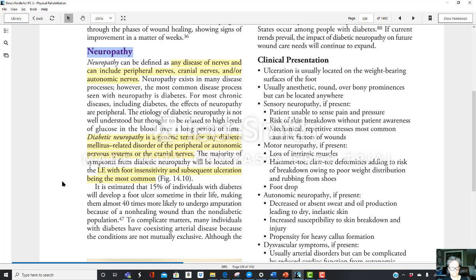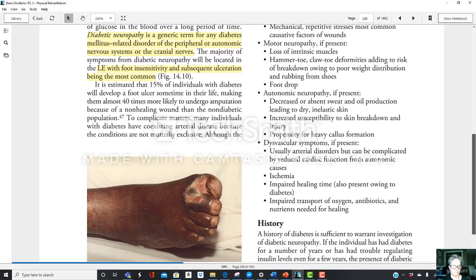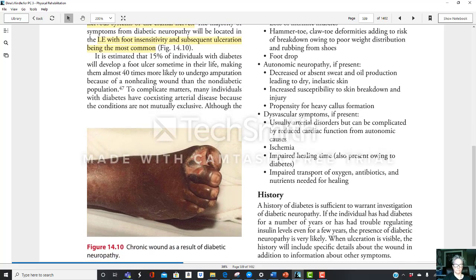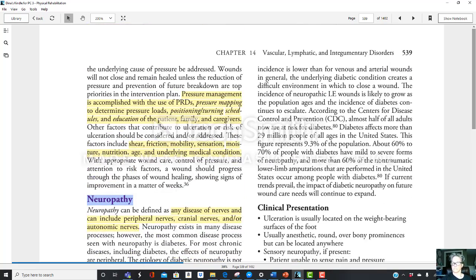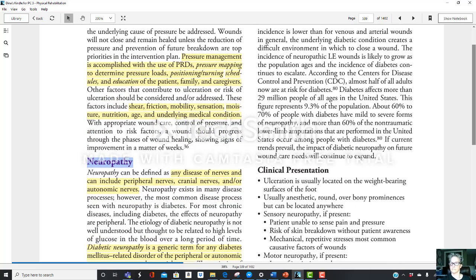Figure 14.10. It is estimated that 15% of individuals with diabetes will develop a foot ulcer sometime in their life, making them almost 40 times more likely to undergo amputation because of a non-healing wound than the non-diabetic population. To complicate matters, many individuals with diabetes have coexisting arterial disease because the conditions are not mutually exclusive. Although the incidence is lower than for venous and arterial wounds in general, the underlying diabetic condition creates a difficult environment in which to close a wound.